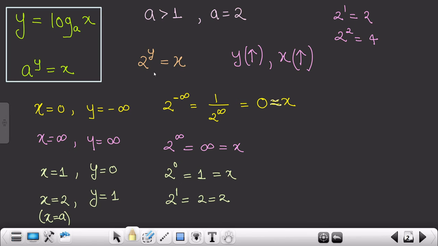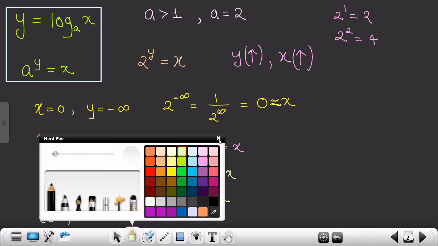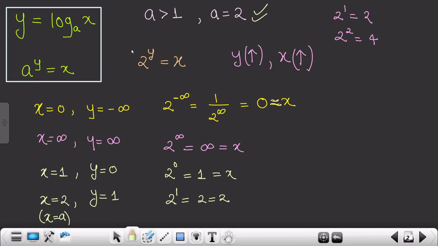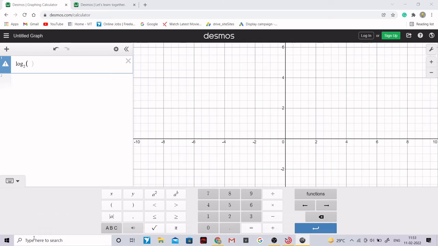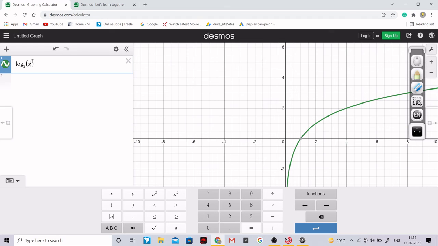Yeah, as you can see over here, we had taken the base as 2. That means we are talking about this particular equation, right? So just a second. Yeah, and let's suppose we are entering over here as x, and then we are completing the bracket.